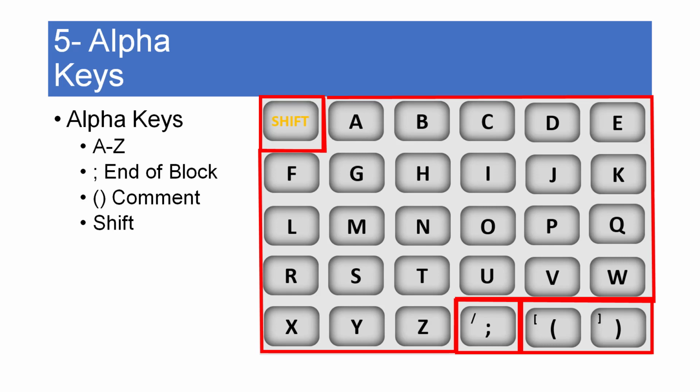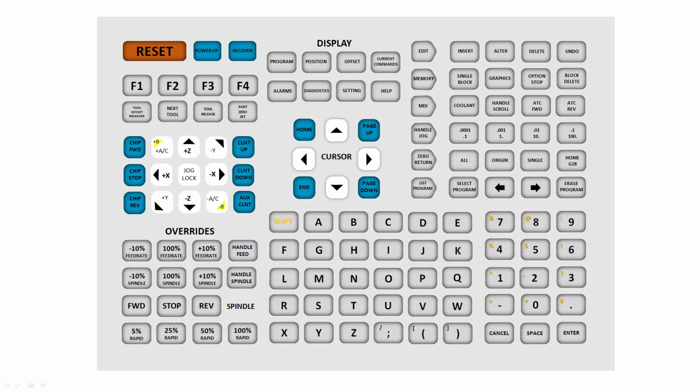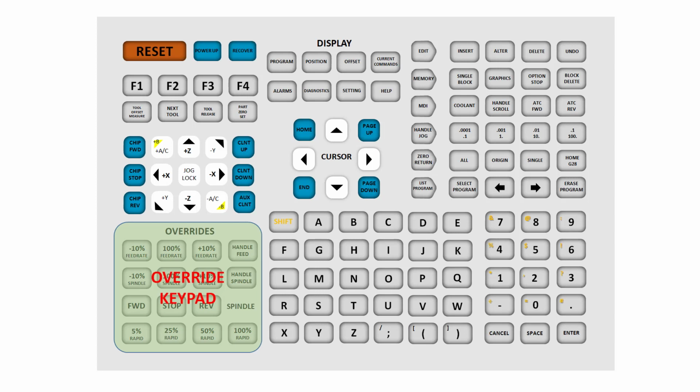Next, we'll look at the keys that are used to manually alter the execution speed of your programs. These are called override keys. The override keypad is located in the lower left corner of the keyboard and is frequently used when proving out or optimizing a program.